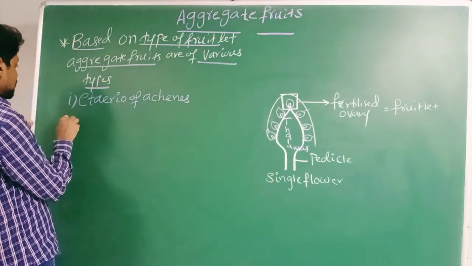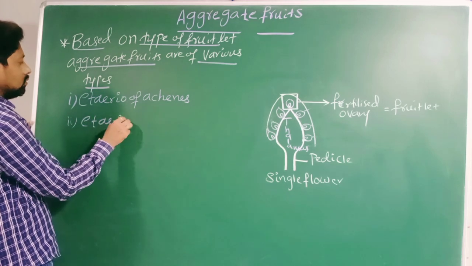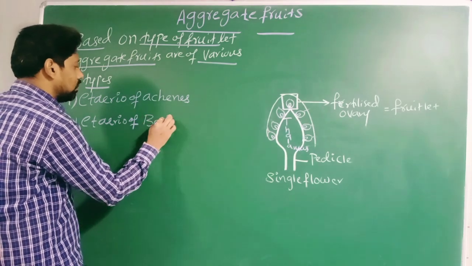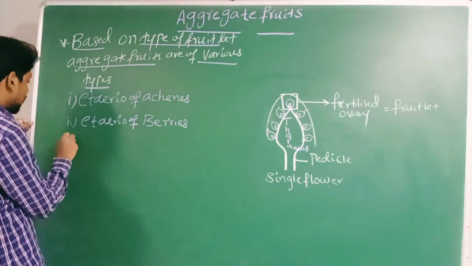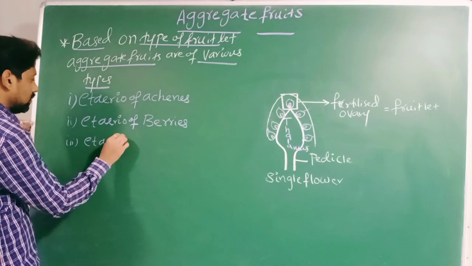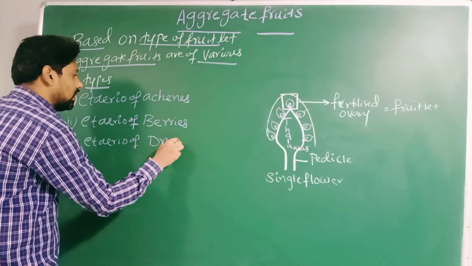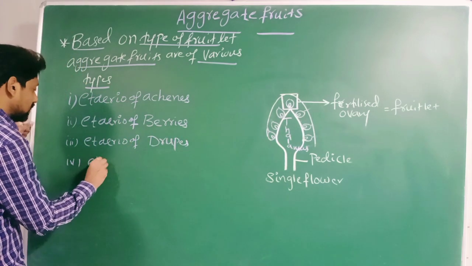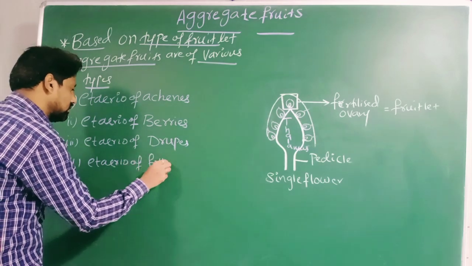Aetherio of achenes. Second one is aetherio of berries. Third one is aetherio of drupes. Fourth one is aetherio of follicles.